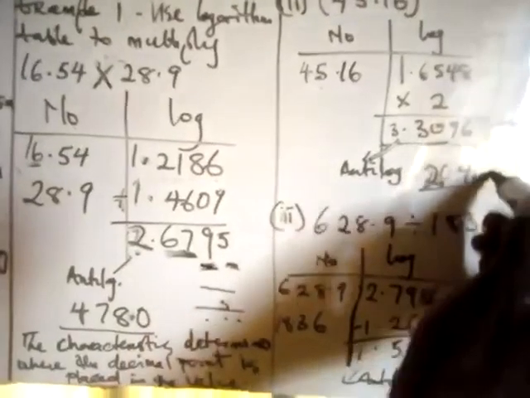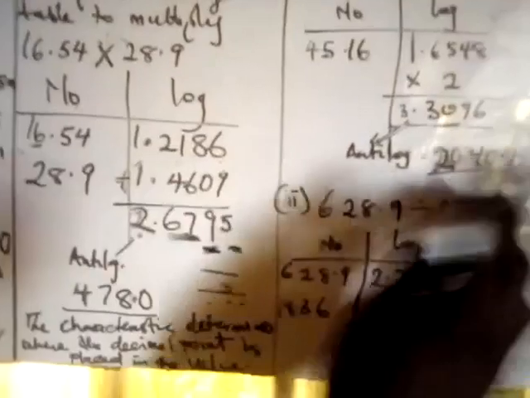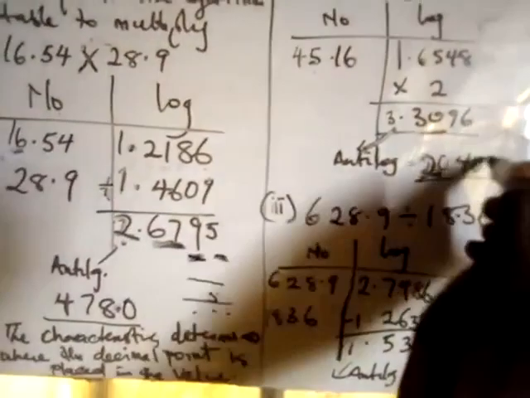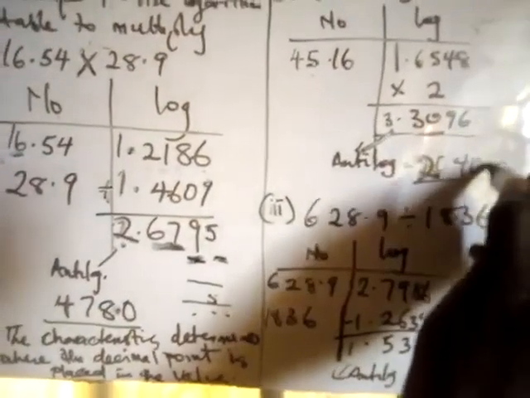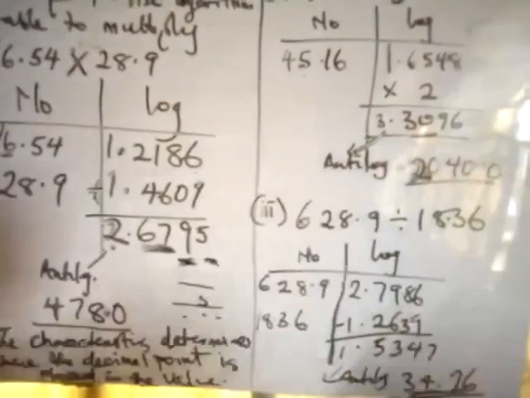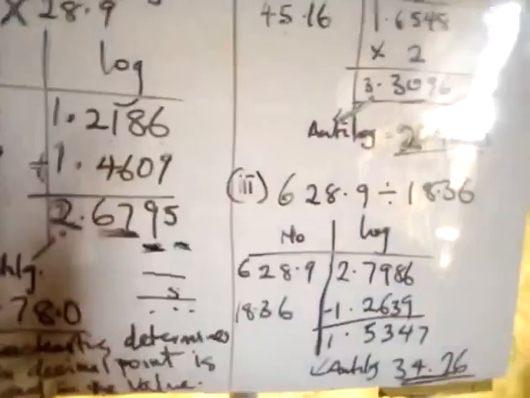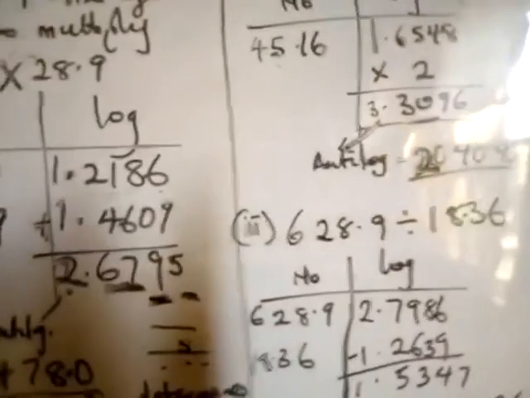When you have just ordinary 4 digits, you either put 0.0 or you leave it that way. Do you get it now? So let's move to the last question for the day.